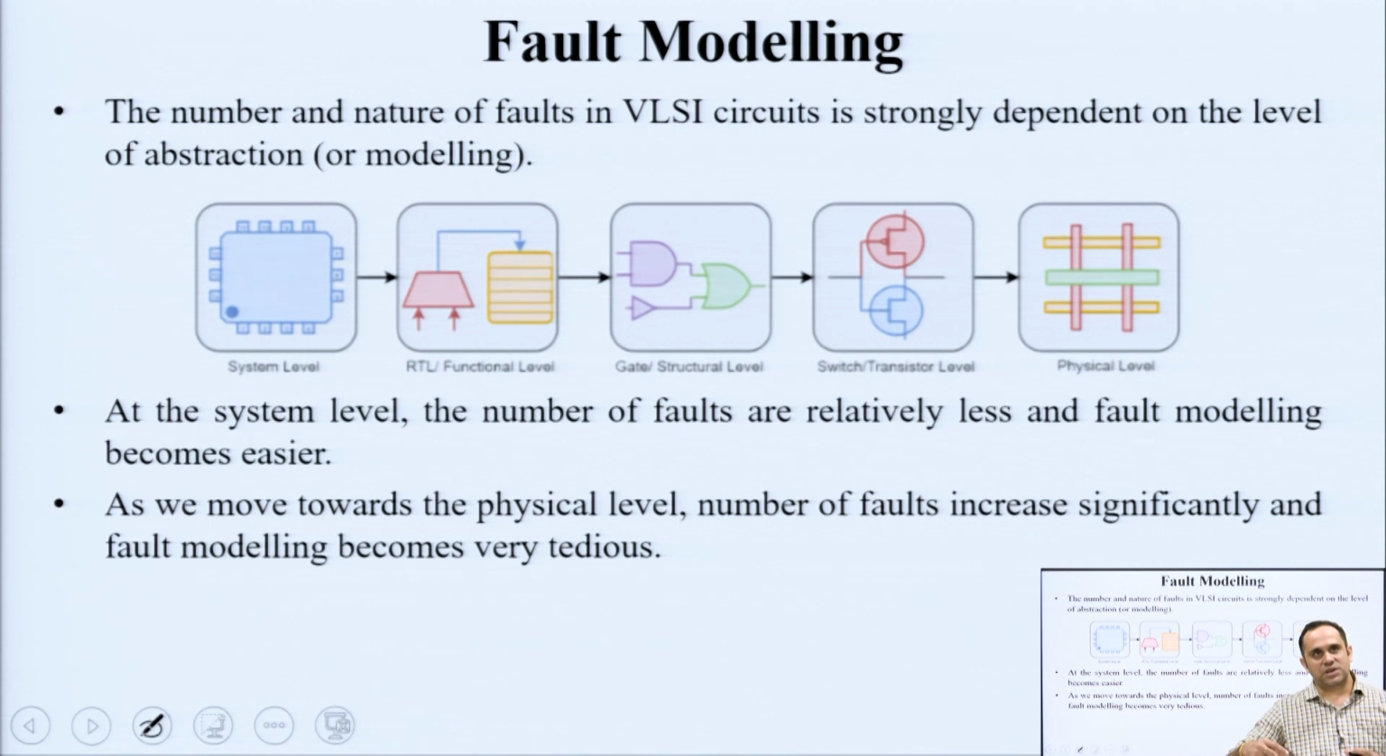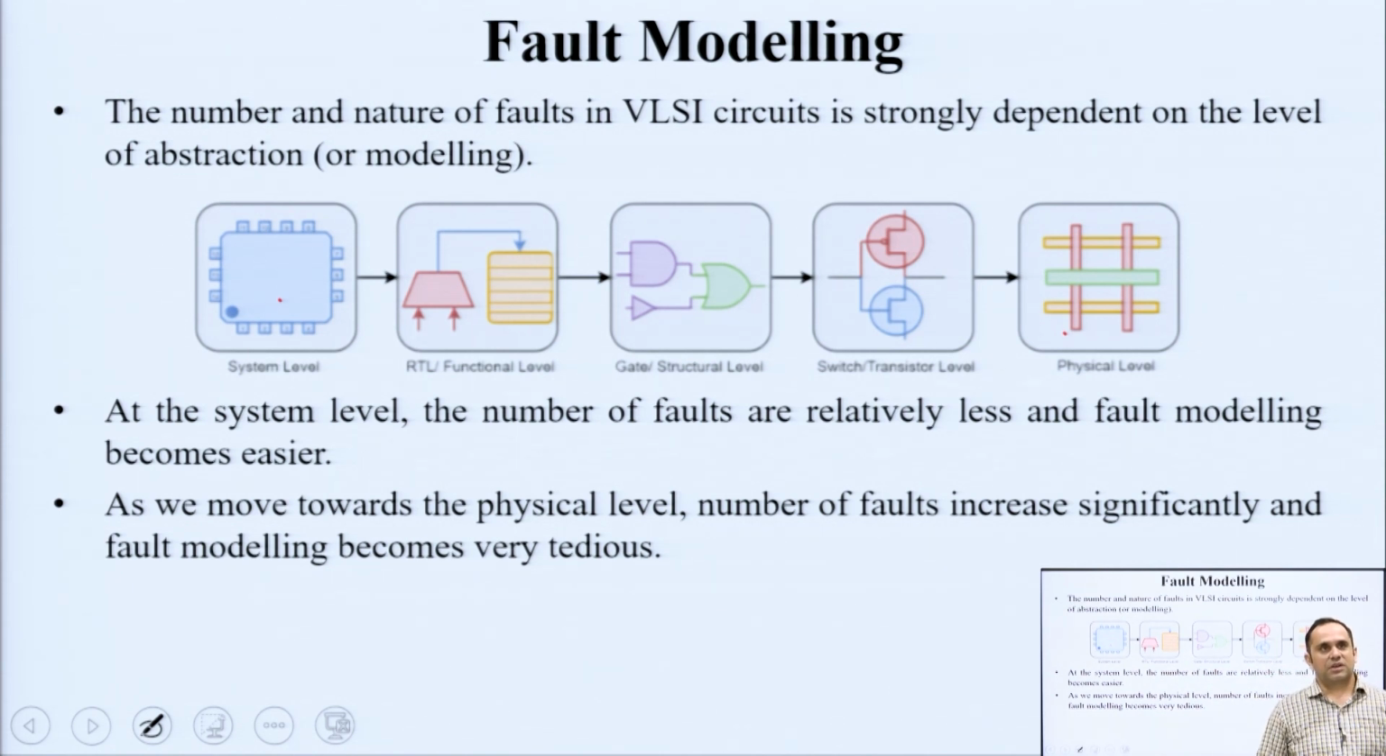If you move from system level to RTL to the structural gates to the transistor to the physical level, you are going down the hierarchy, you are reducing the level of abstraction or increasing the level of details. The amount of information provided at the system level is way less than what is available at the physical level. These are the two extremes.